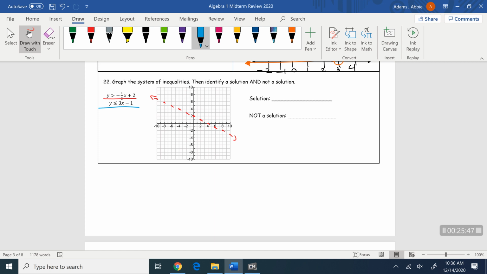I've got y is less than or equal to 3x minus 1. So I'm going to find where negative 1 is on my graph. That's my y-intercept. And my slope is positive 3. So I'm going to go up 3 to the right 1, or I could go down 3 to the left 1. And because this is less than or equal to, it is going to be a solid line.